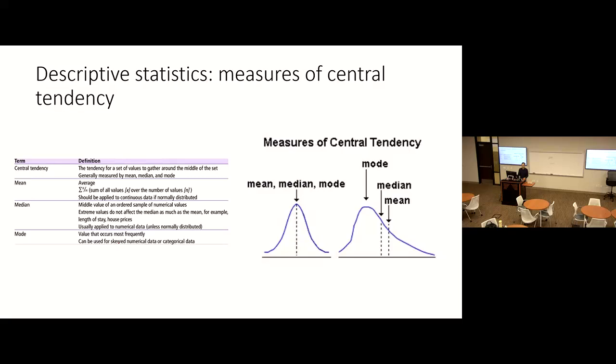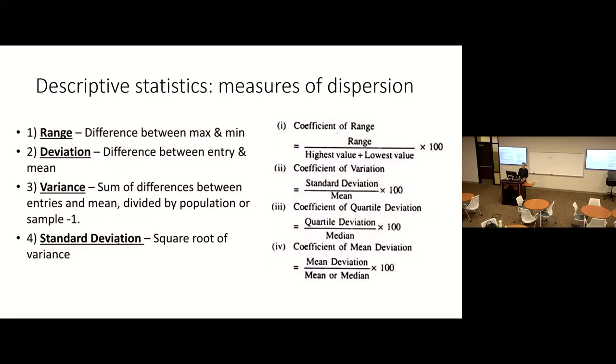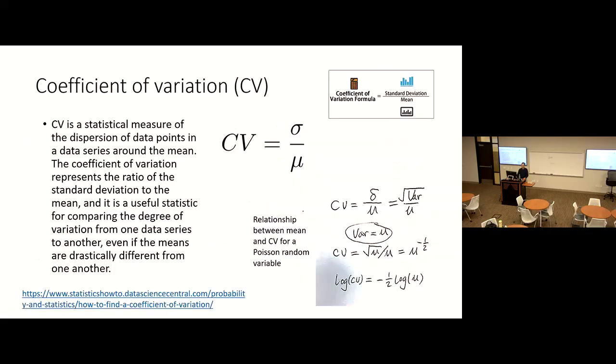Okay, so again, mean, median, mode. Then for the measurement of dispersion, you have range, deviation, variance, standard deviation. Okay, those are the definitions. Also, you want to remember there's a coefficient of variance, sometimes called the CV. This is the ratio of the standard deviation divided by the mean.